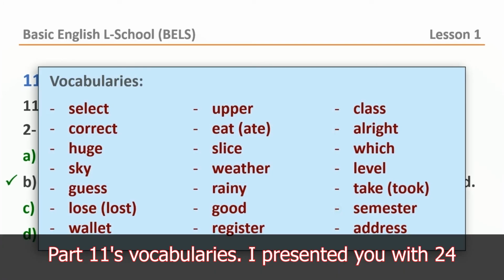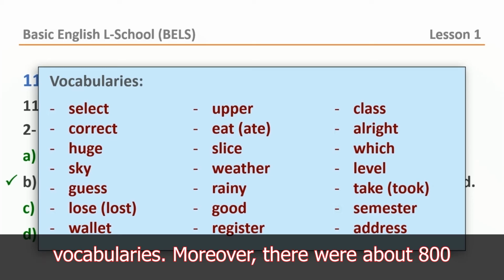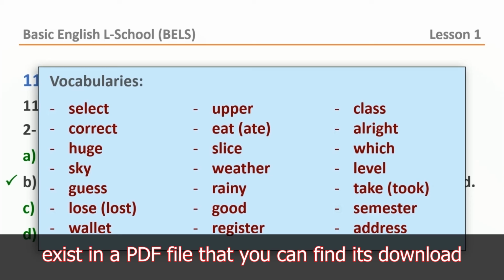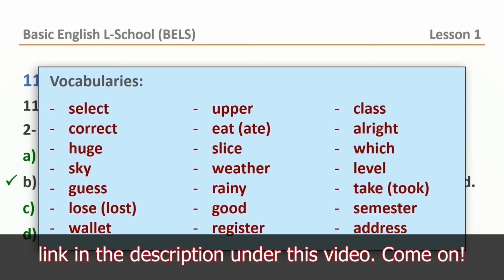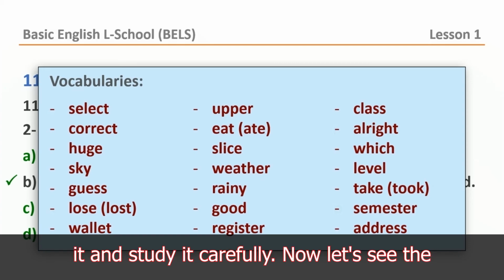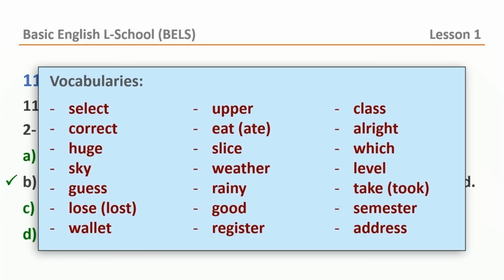Part 11, Vocabularies. I presented you with 24 vocabularies in Lesson 1 as Lesson 1 targeted vocabularies. Moreover, there were about 800 words in this lesson. All of those vocabularies exist in a PDF file that you can find its download link in the description under this video. Come on, help yourself to learn English rapidly. Download it and study it carefully. Now, let's see the vocabularies of this part.